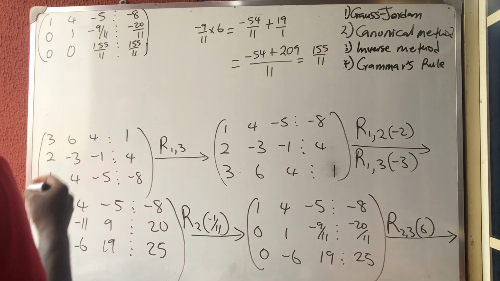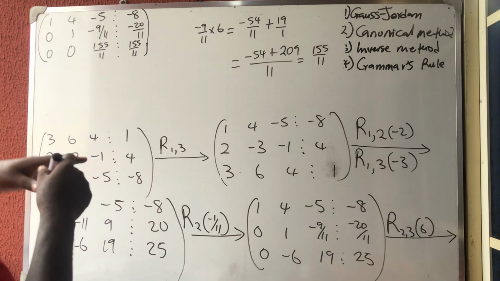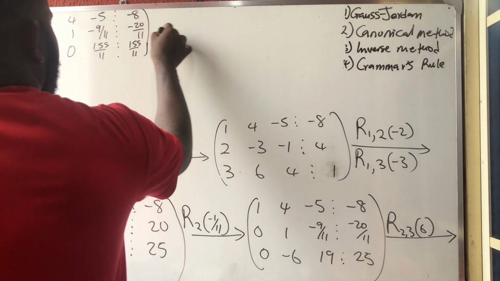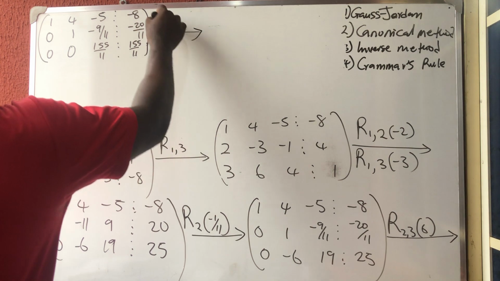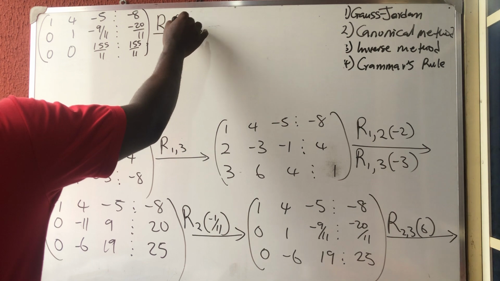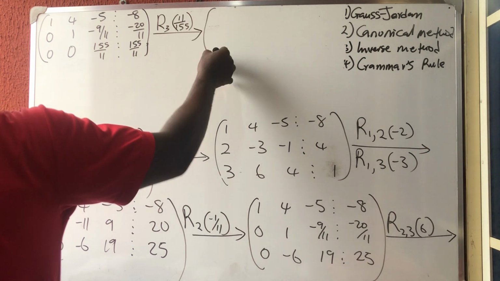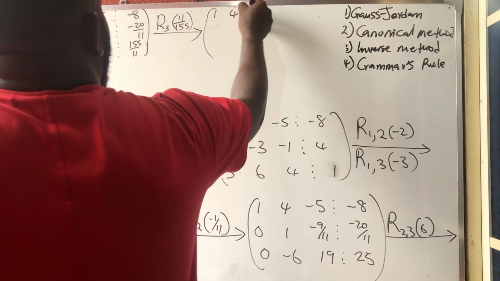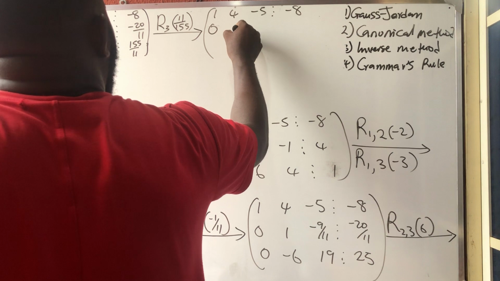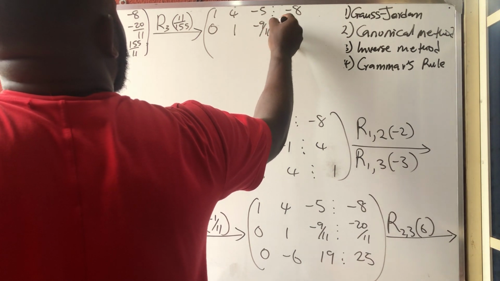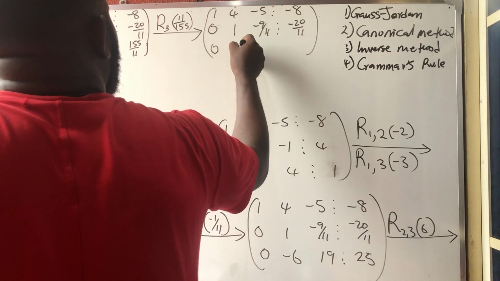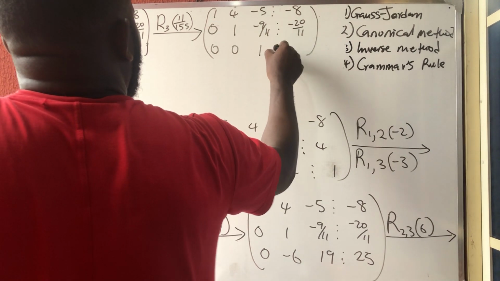Okay, so the next thing we need to do is to make here 1. The only thing that will make it 1 is multiplying that row by its inverse. So we'll say row 3 multiplied by the inverse of this, which is 11 over 155. So what do we have? We have 1, 4, minus 5, dot, dot, dot, minus 8, then 0, 1, minus 9 over 11, dot, dot, dot, minus 20 over 11. So finally we have 0, 0, 1, dot, dot, dot, 1.